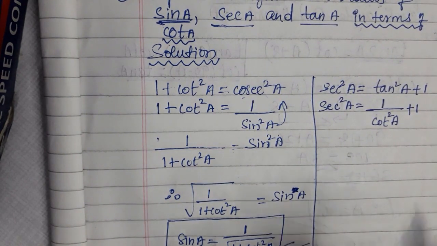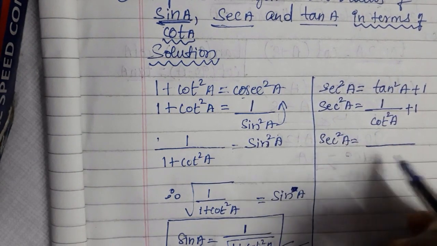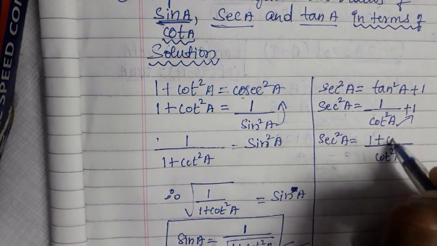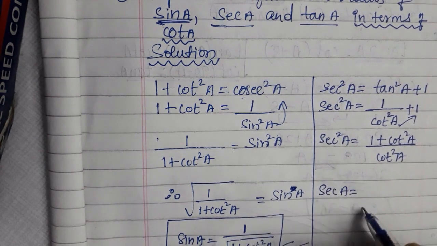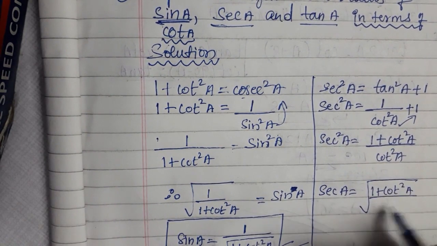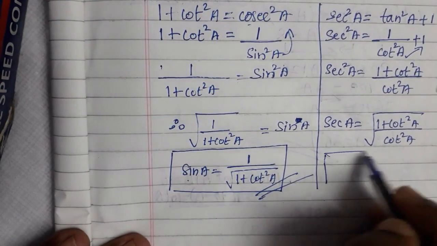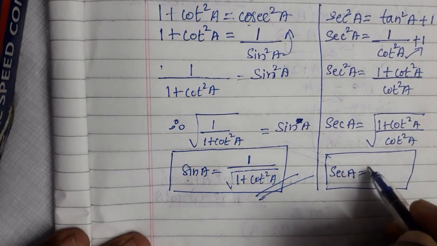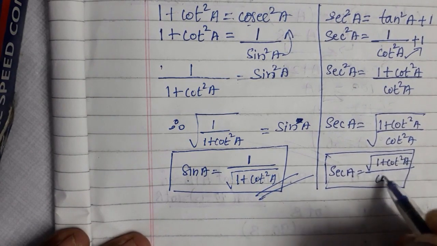Okay, so now what I'll do? I'll take the LCM. Secant square A is equal to, what will be the LCM? Cot square A will be the LCM, cross multiply: 1 plus cot square A by cot square A. Now I want only secant, so secant A is equal to square root of 1 plus cot square A by cot square A. Now the final answer for secant in terms of cot: secant A is equal to root of 1 plus cot square A by cot A.